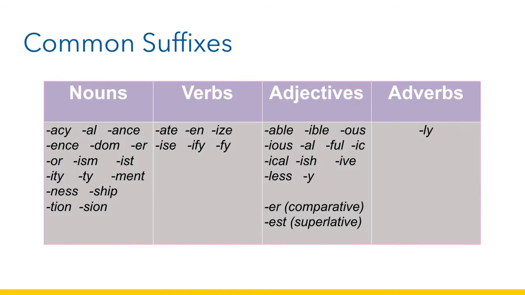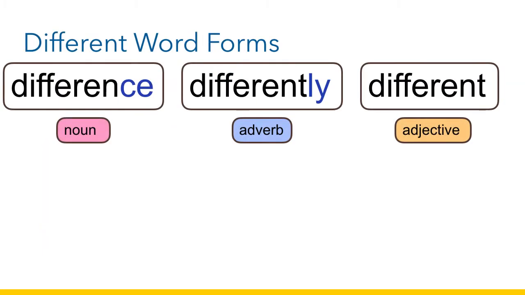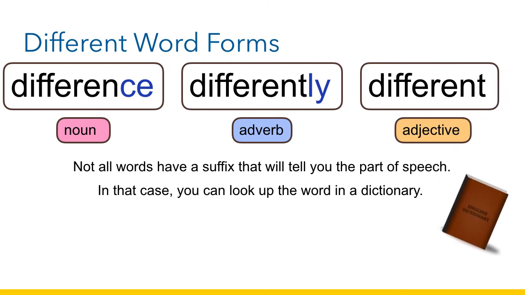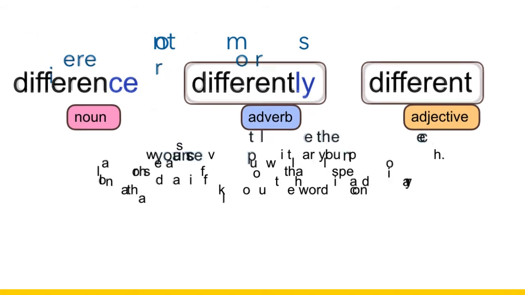Here are some common suffixes that can tell us the part of speech of a word. You should get to know these suffixes. They're very useful for writers of English. However, not every word has a suffix or an ending that tells us the part of speech. In that case, you can look the word up in a dictionary, and it will tell you the part of speech. Let's do a quick practice.